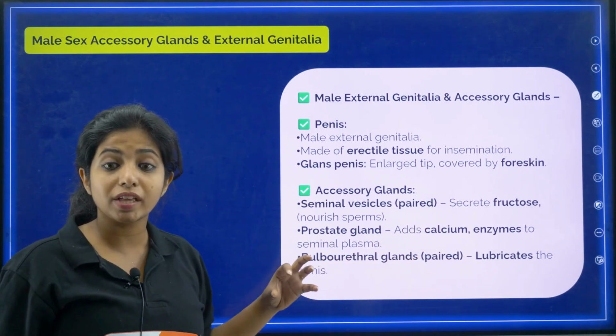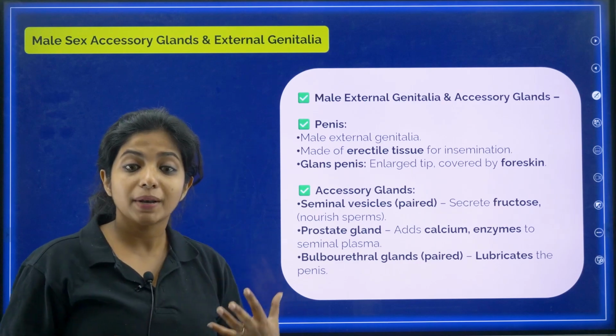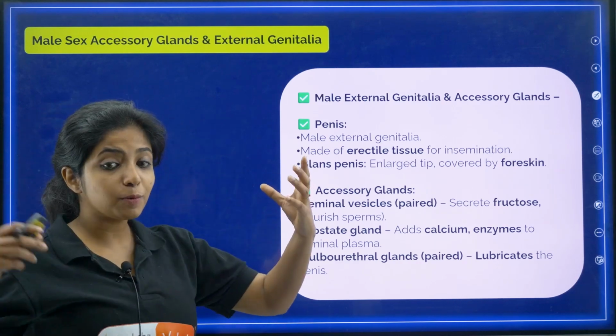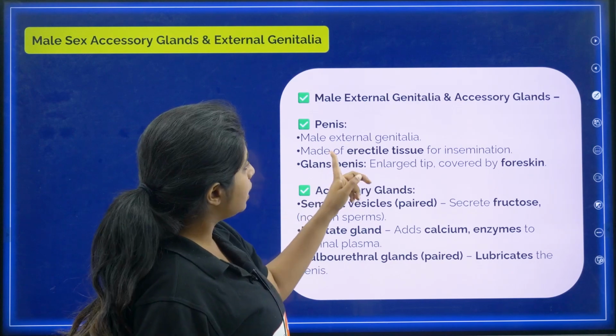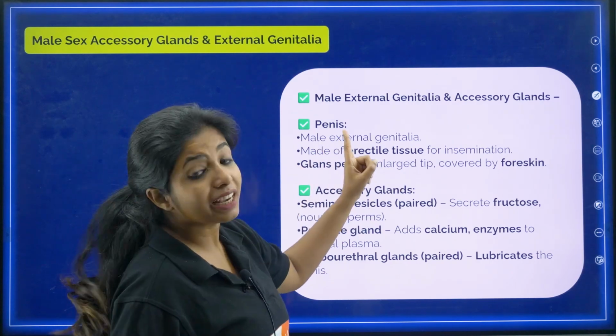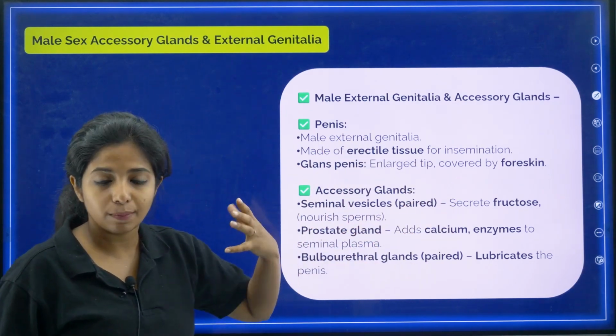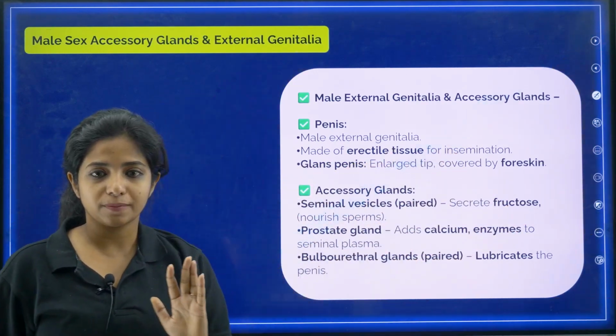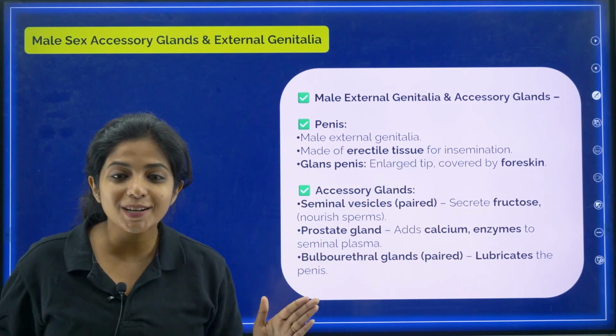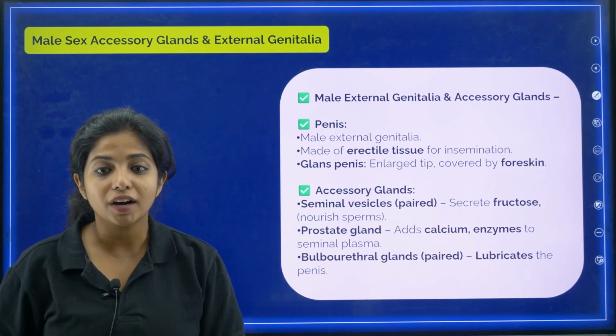Together, all of the secretions together, what do you call it as? Seminal plasma. Okay. Now, seminal plasma plus sperm is semen. Now, the male external genitalia is basically the penis. It's made up of erectile tissues, my dear children, for insemination to happen. Now, the glans penis is the enlarged tip and it is covered by foreskin. That's all. And with this, we are completing the male reproductive system.